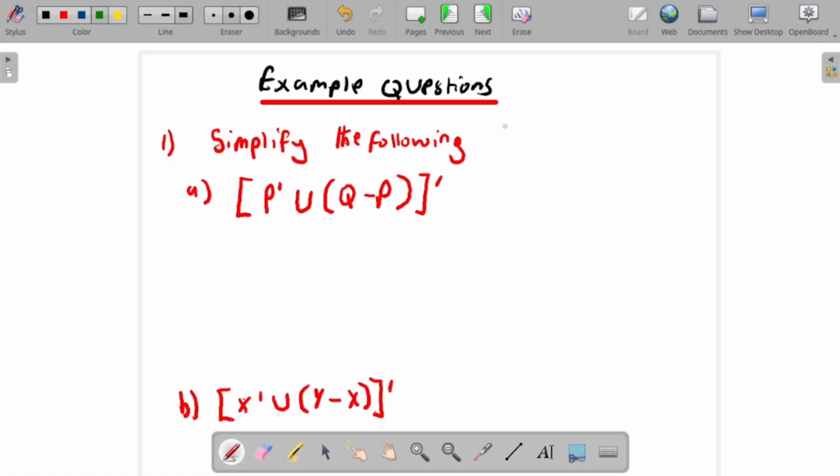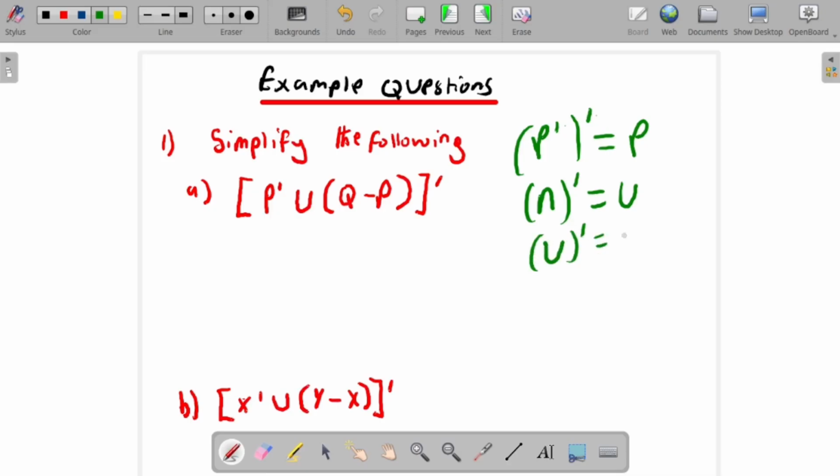So there are some things that you're supposed to pay attention to before solving this question. The first thing that you're supposed to pay attention to is each time I've got P complement close brackets, I've got complement outside. These two complements can cancel and you're going to get P. If I've got intersection complement, the answer is union. If you have got union complement, the answer is intersection. That's what you're supposed to pay attention to. Alright, so let's now try to solve and see the outcome of this question.